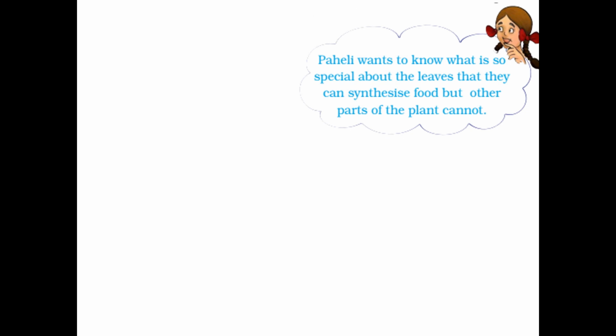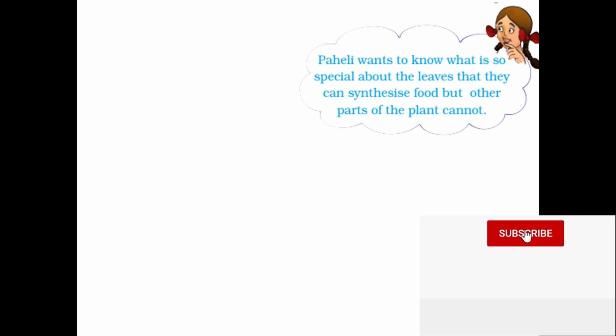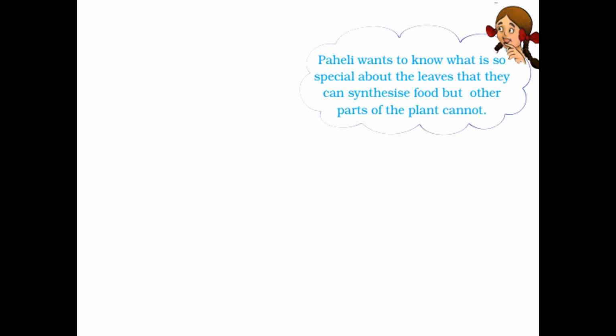Let's check out the question. Paheli wants to know what is so special about the leaves that they can synthesize food but other parts of the plant cannot. Here's your answer. In the leaves of plants, a pigment called chlorophyll is found. The green color of leaves is due to the presence of chlorophyll in them. If you want to know in detail about chlorophyll, please watch our Science Whiz Nutrition in Plants explanation video.